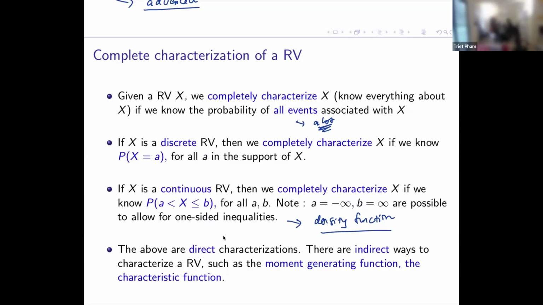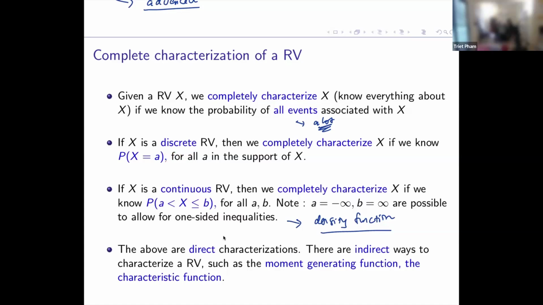For example, if you have a discrete random variable, then describing it is about point masses for every relevant point mass, meaning the ones in the support will be enough. For a continuous random variable, because a point mass doesn't mean anything, or rather is equal to 0, we have to do something else.